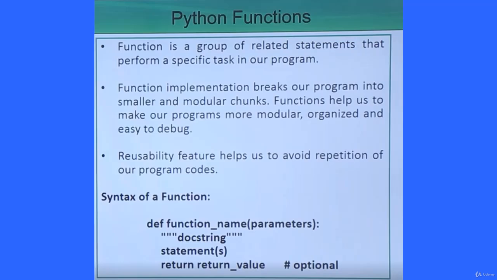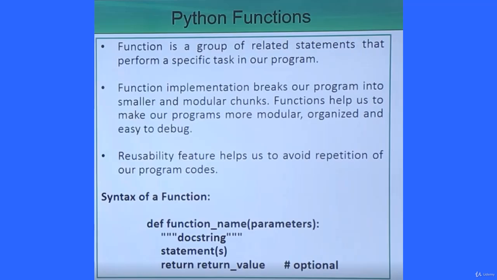And there is a docstring, which is enclosed within triple quotes. If you want to insert the docstring, that is a documentation string, it should be the first statement within the function body. Then we can write one or more statements, and then return and the return value, which is optional. A function may or may not return a value. So that is the way to write a function in Python.